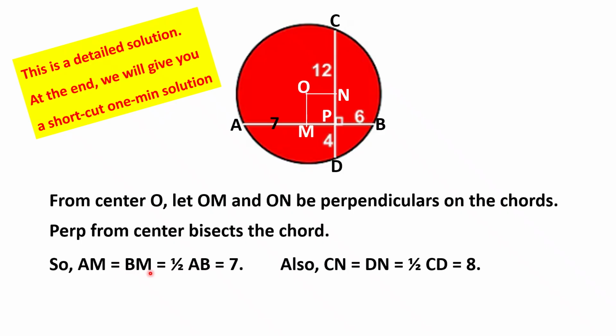So each half will be half of the total length of the chord. AB is 8 plus 6, 14, so each half will be 7. So AM equals BM equals 7. CD, the total length is 12 plus 4, 16, so each half will be 8. So CN equals DN equals 8. So CN equals 8, DN equals 8, AM equals 7 and BM equals 7.